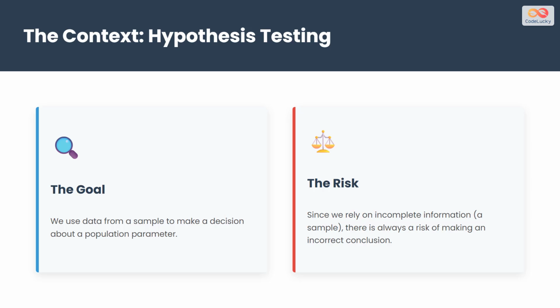To understand Type 1 errors, we first need to remember the goal of hypothesis testing. We use data from a sample to make a decision about a larger population. However, because we only have a sample and not the full picture, there is always a risk involved. We might make the wrong conclusion based on the evidence we have.